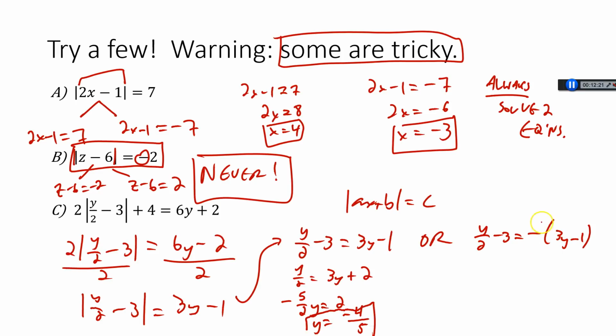And over here, let's see what happens. Let's distribute that negative. So we have y over 2 minus 3 equal to negative 3y plus 1. So let's add 3y to both sides. Again, 3y is 6 halves y, plus 1 more is 7 halves y. Add 3 to both sides, and we get 7 halves y equal to 4. Multiply by 2/7. Y is 8/7. And there it is. So y could be negative 4/5 or 8/7. You can plug those back into here for the y if you want and see if they work. I'm going to trust my gut and say that it does.